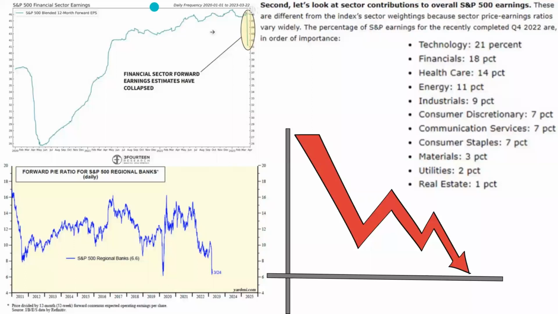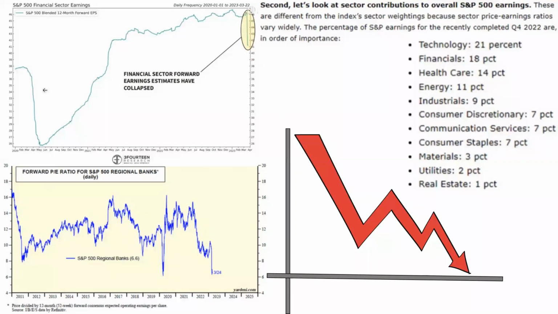Meanwhile, the forward PE ratios for regional banks have been cut dramatically, guys, like 60%. They're at pretty much all-time lows here, back to the COVID lows over here, and March 24th is when this data came out. Now, the financial sector's forward earnings estimates have collapsed as well. This is the forward PE ratio for S&P 500 regional banks, and this is the financial sector forward earnings estimates. We can see here that they have absolutely collapsed, guys, taking a big plunge down.